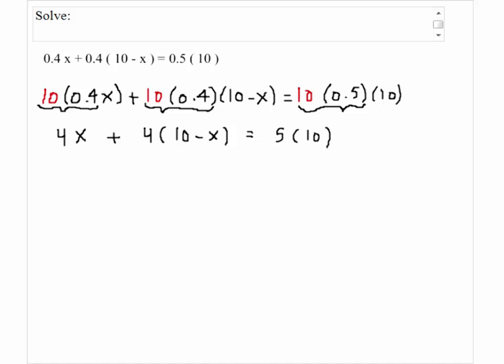As you see, by doing this, we eliminate all the decimals here. So we have 4x plus, here we have 4 times 10 is 40, minus 4x, is equal to 5 times 10 is 50.